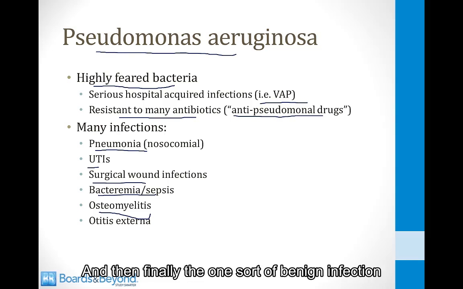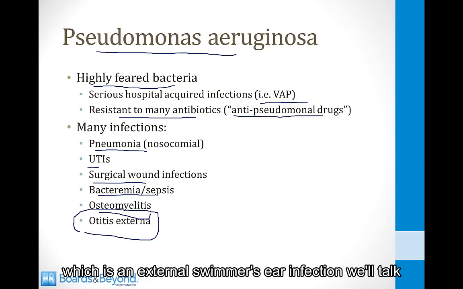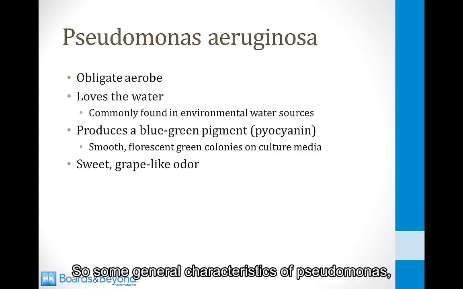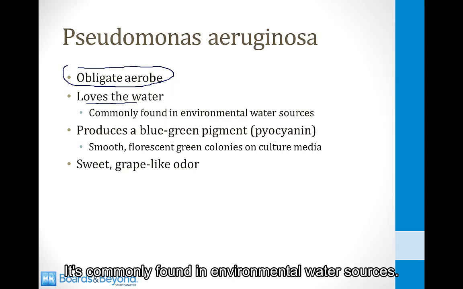And then finally, the one sort of benign infection it causes is otitis externa, which is an external swimmer's ear infection. We'll talk about that in a minute. So some general characteristics of Pseudomonas. It's an obligate aerobe and it loves the water. It's commonly found in environmental water sources.